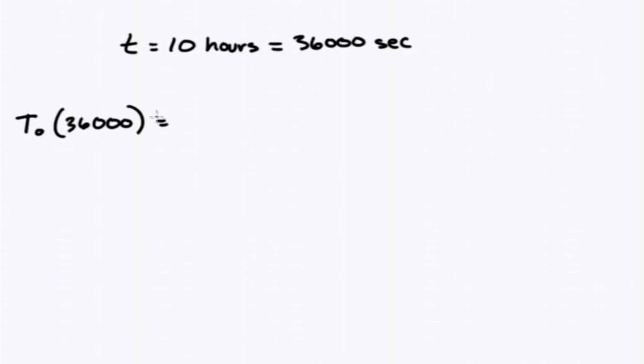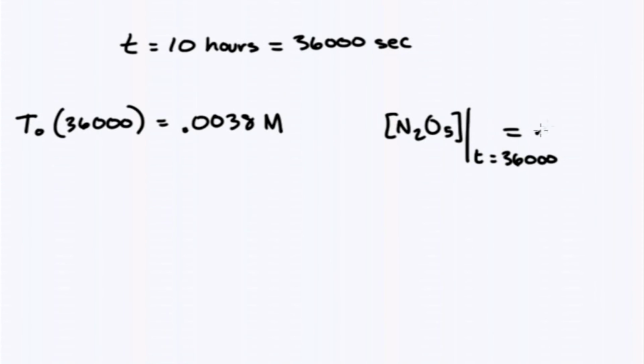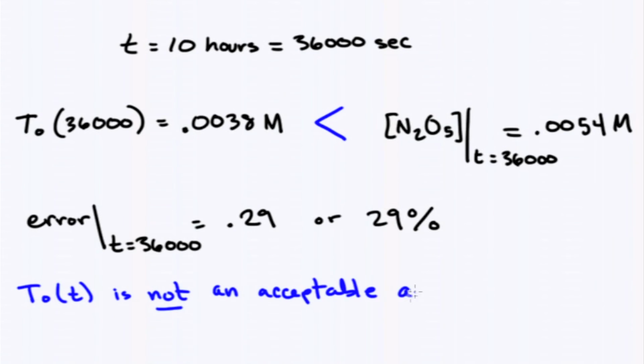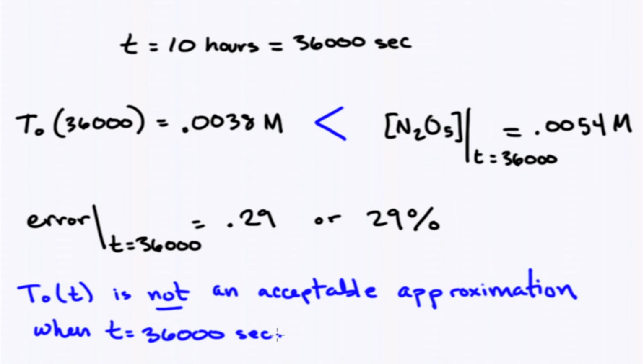The linear approximation of the concentration after 10 hours at room temperature is T0 of 36,000 seconds, equal to 0.0038 molar. The exact solution of the concentration after 10 hours is 0.0054 molar. Comparing these two solutions, we see that the linear approximation is an underestimate, as we would expect. The error is 0.29, or 29%. So a linear approximation is definitely not acceptable for this time range.